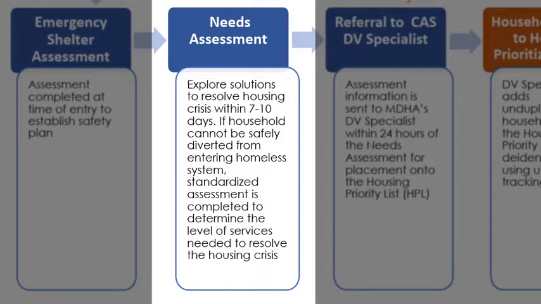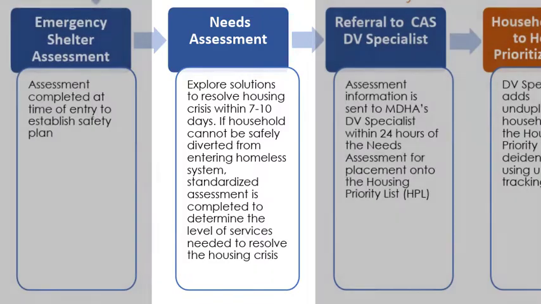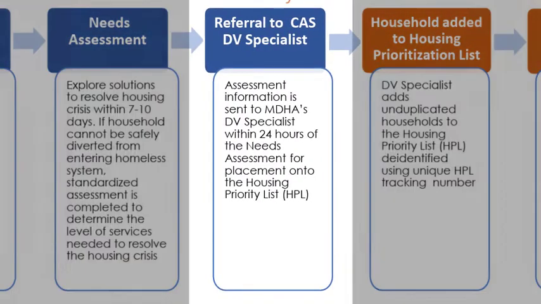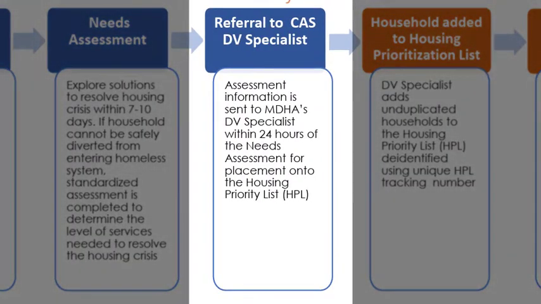While diversion should always be part of the CAS process, it is expected that a very large percentage of DV clients will not be diverted, because they're unlikely to have a safe place to live that they've not already tried to make use of themselves. As part of the CAS intake, the HUD assessment, VI SPDAT, and homeless documentation are collected. This information will be provided to the MDHA DV specialist within 24 hours of completion so that the client can be placed on the Housing Priority List, or HPL.